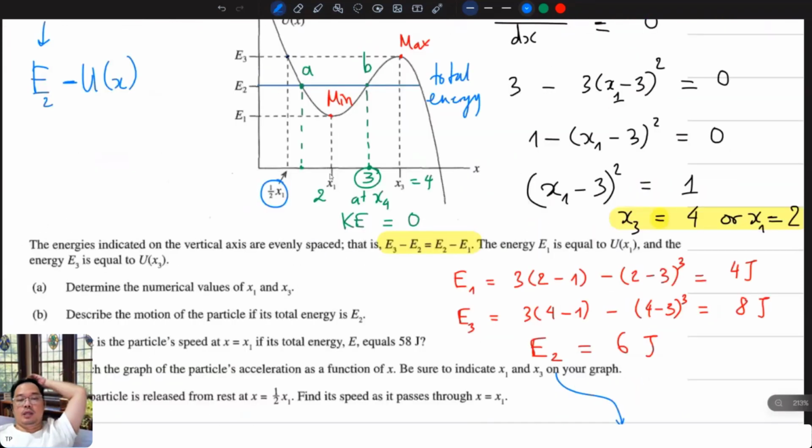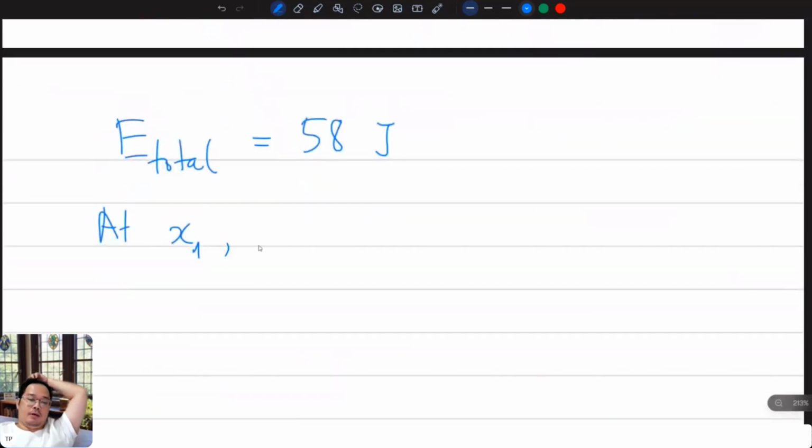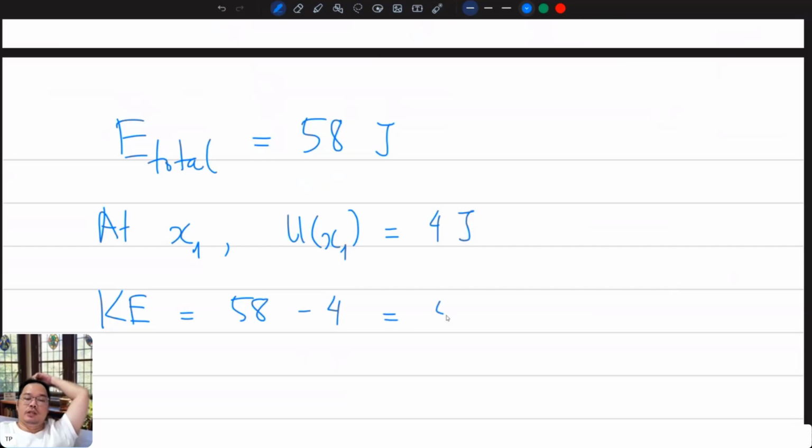Okay, at x1 here, the potential energy U x1 equals the minimum 4 joule. And therefore the kinetic energy is 58 minus 4, which is 54 joule, kinetic equal 1/2 the mass of the object times its speed square.